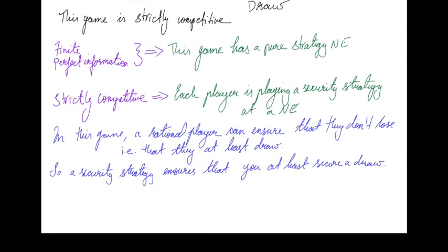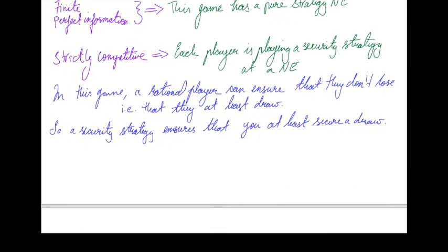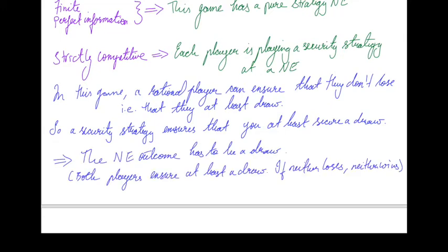If both players are at least securing a draw by playing their security strategies, and they're both playing security strategies in the Nash equilibrium, that means that the Nash equilibrium has to be a draw. So just by what we've learned earlier about finite perfect information games and about strictly competitive games, we can conclude then that in any pure strategy Nash equilibrium of Tic-Tac-Toe, the outcome has to be a draw.